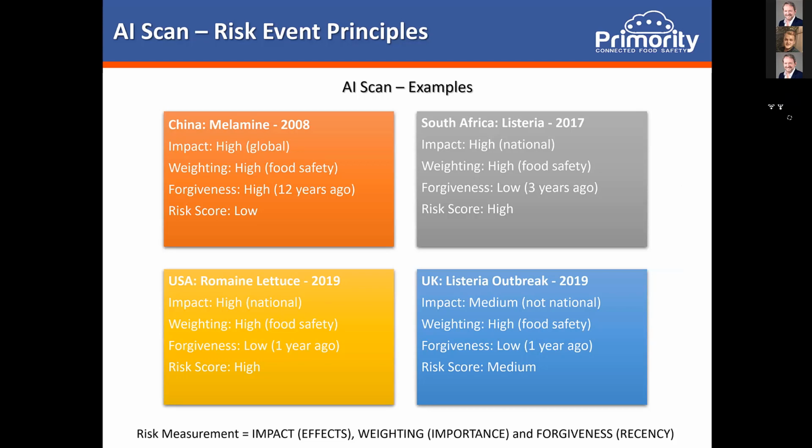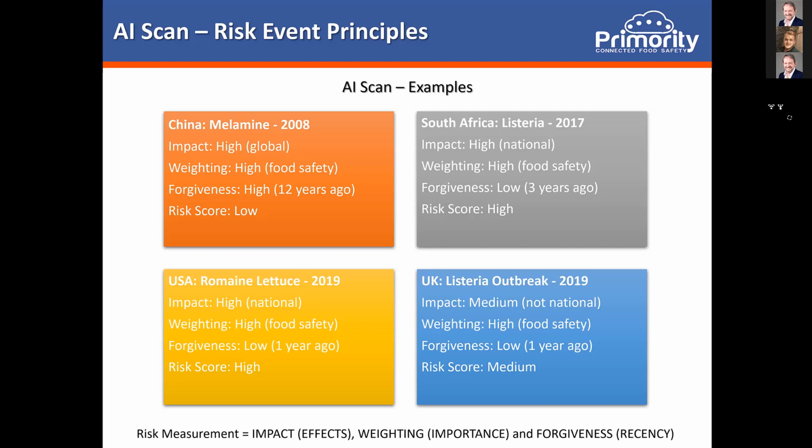So in China, everyone remembers, I hope anyway, the melamine scandal with the substitution of melamine into infant milk powder, which also found its way into American pet food, which is how it was detected. So that particular incident had a high impact. It was global. The weighting was high because it was a food safety issue. Babies were dying in China, pets and cats and dogs were dying in America. It was killing people and animals. Forgiveness, however, if you measure it today, would be fairly high because it happened 12 years ago. We've never seen anything like that of that magnitude since, and therefore today the risk score is low. Of course, in 2008, the risk score would be very high.